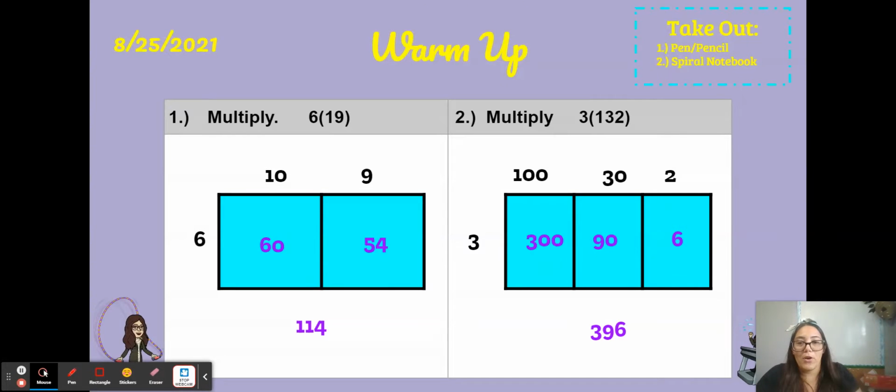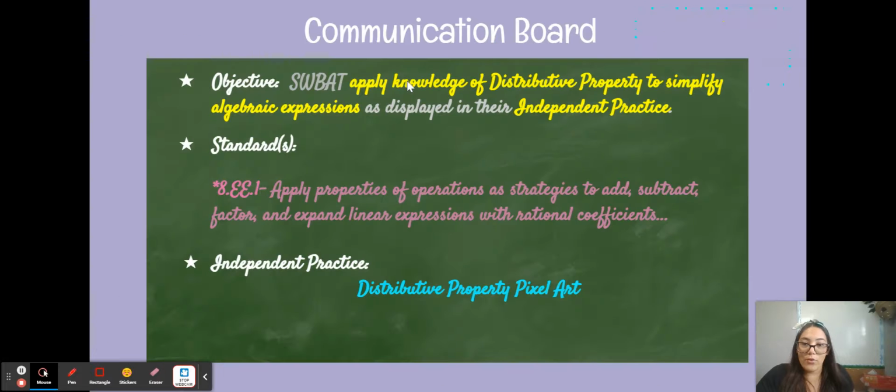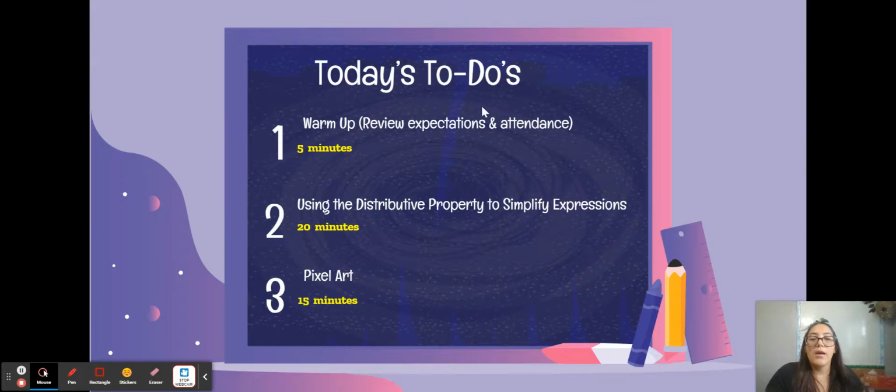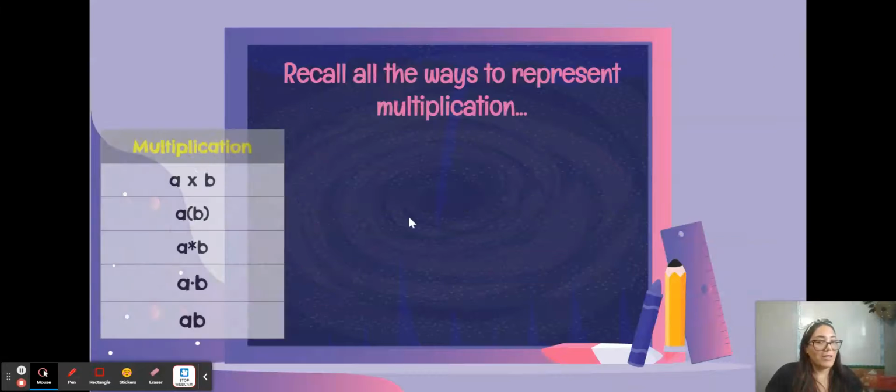Okay, so here we go. Our objective today is we are now going to be working a little bit of 8th grade, a little bit of 9th grade standards here, but you're applying knowledge of distributive property to simplify algebraic expressions. Sounds challenging. Let's give it a go. Okay, by now we should be done with our warm-up. You were honest and you multiplied. And now we're going to go ahead and get into our lesson here.